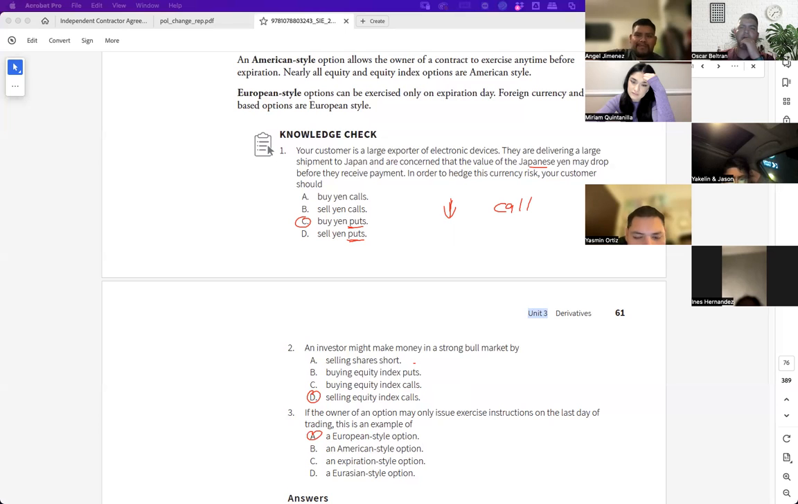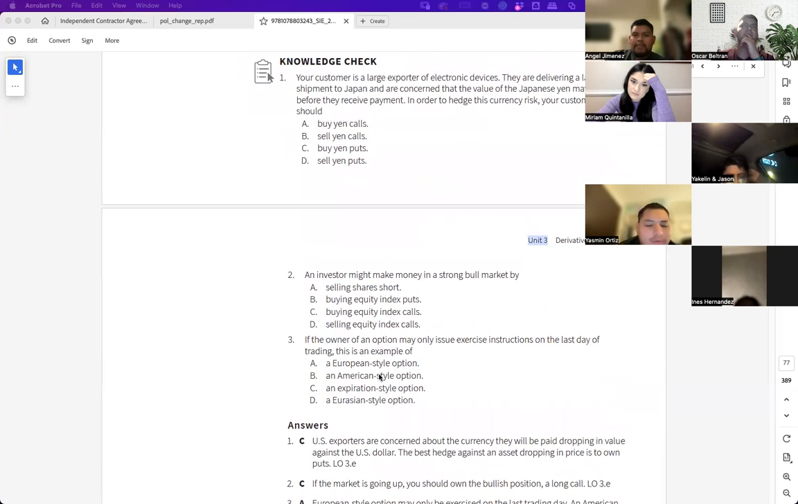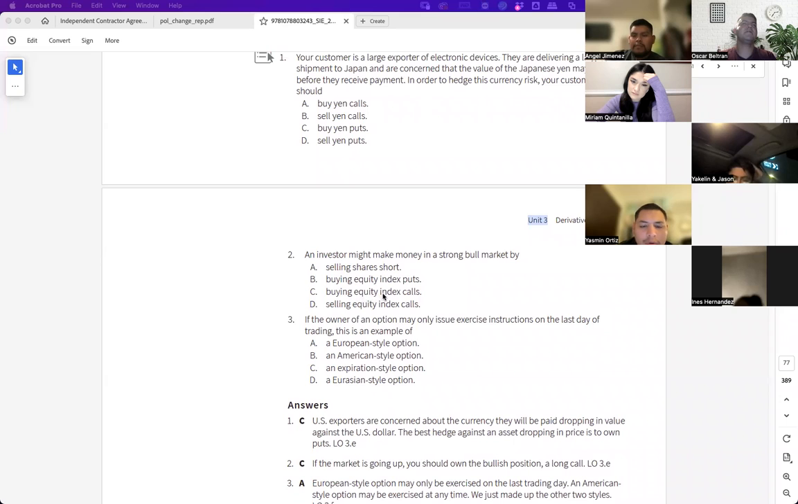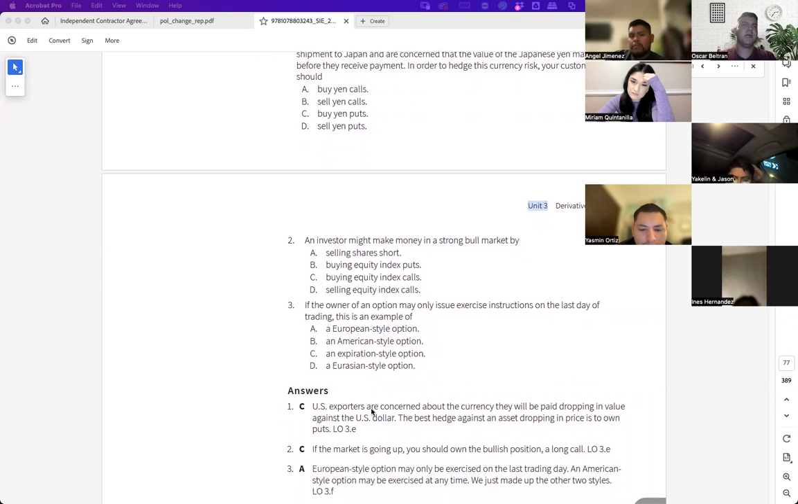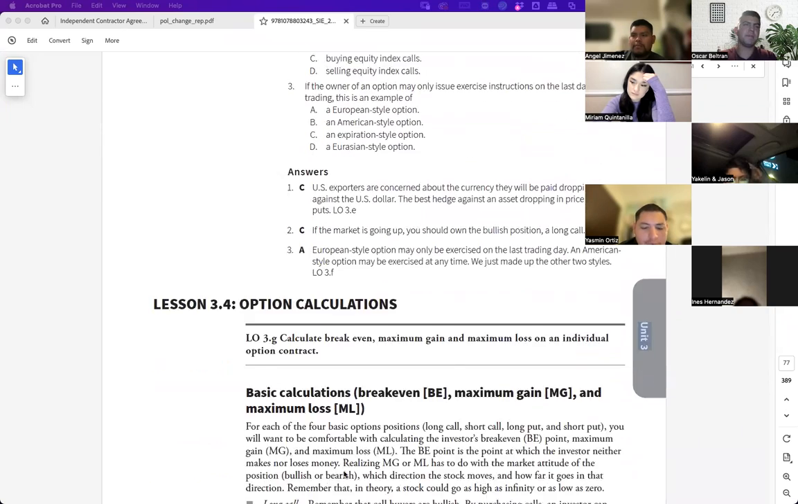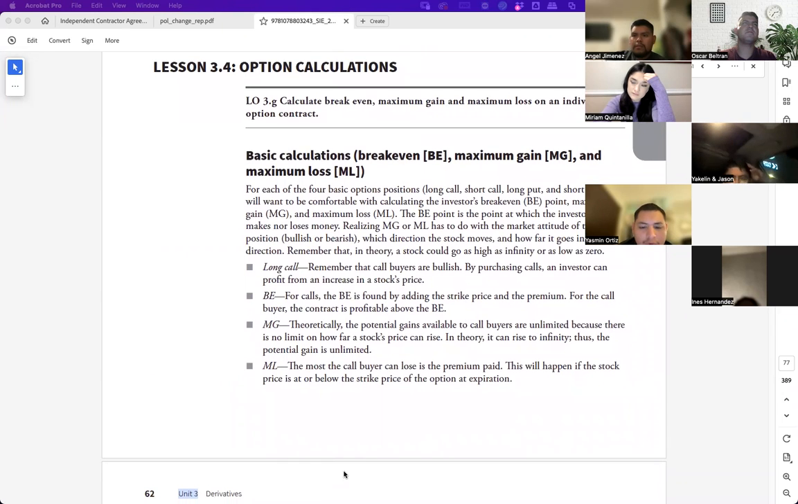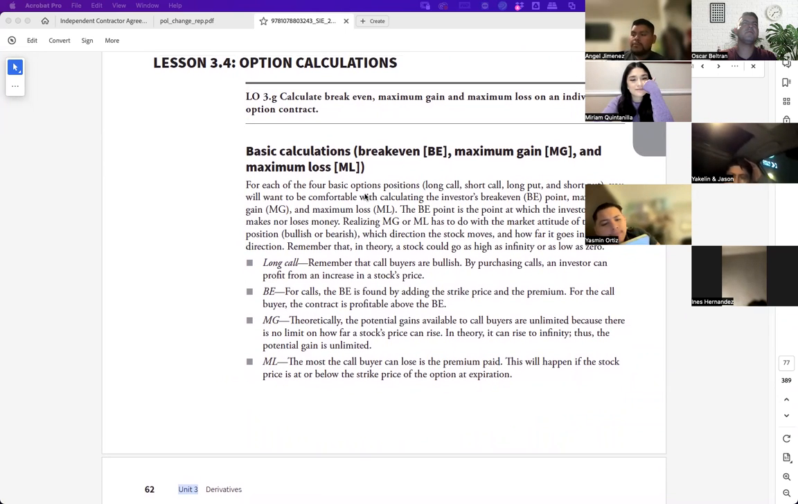All right, let's clear these out. So 1 is C. I was wrong. Buy yen puts. And then 2 is C, buying equity index calls. And then 3 is A, easy peasy. So let's go back to the indexes and whatnot. All right, you guys learning? Yes, sir. I have to hold your hands while I teach you, when I taught myself everything.